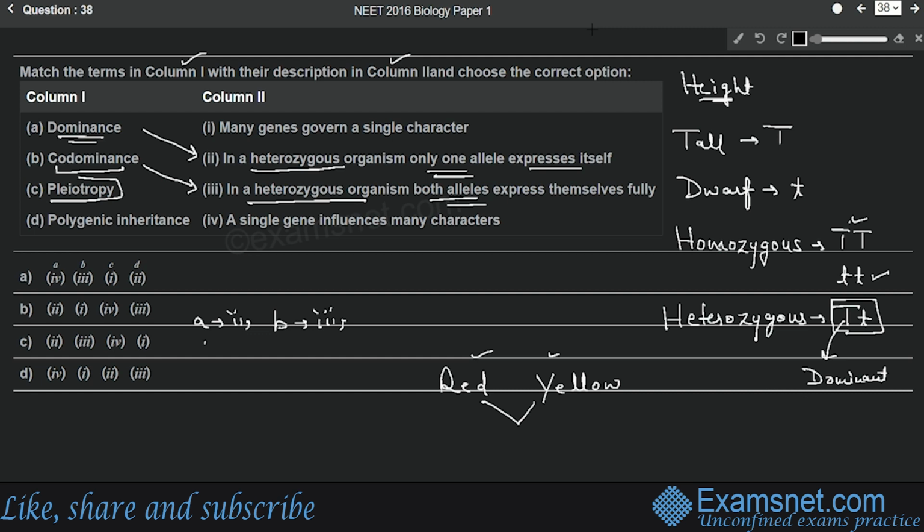Third one is pleiotropy. Now pleiotropy means a single gene influences many characters, and polygenic inheritance means many genes will govern a single character. So polygenic means, poly means many and genic, that is related to gene. So many genes will govern a single character, and in pleiotropy a single gene will influence many characters. Okay. So C will be matched with number 4 and D will be matched with number 1. So according to that, the correct answer will be option number C.